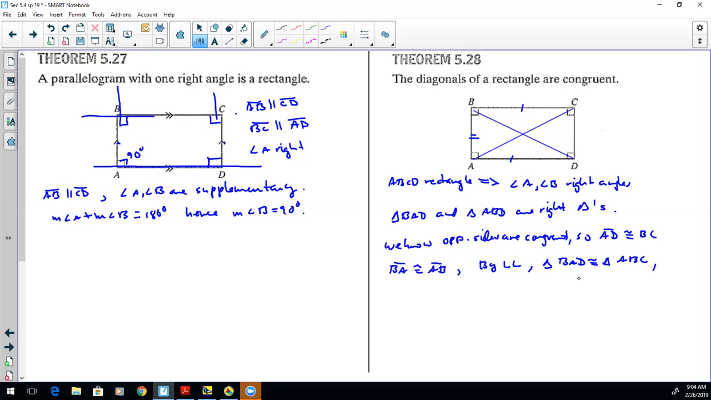And so these two triangles are congruent, so the corresponding parts, AC, which is the hypotenuse of one of the triangles, must be congruent to the hypotenuse of the other, BD. So the diagonals are congruent in that case.